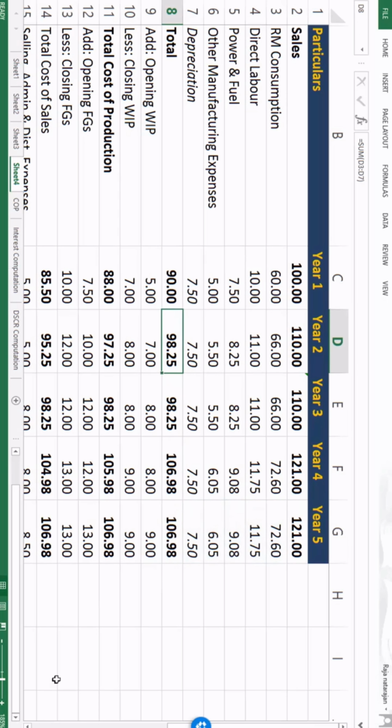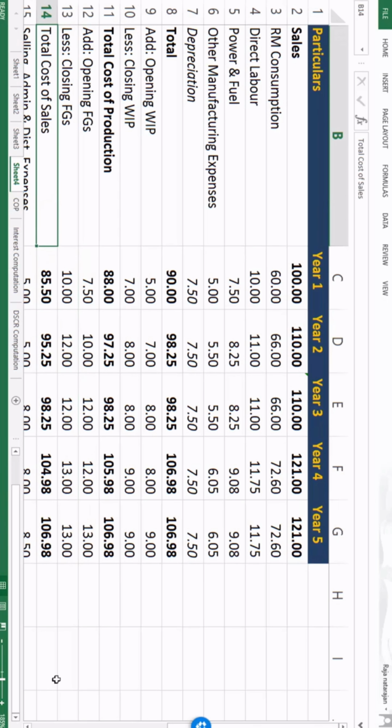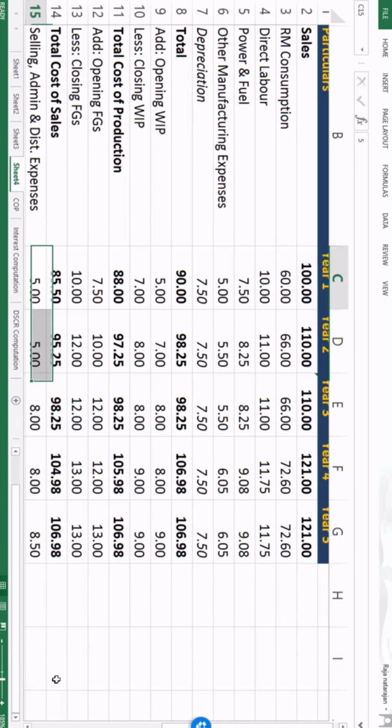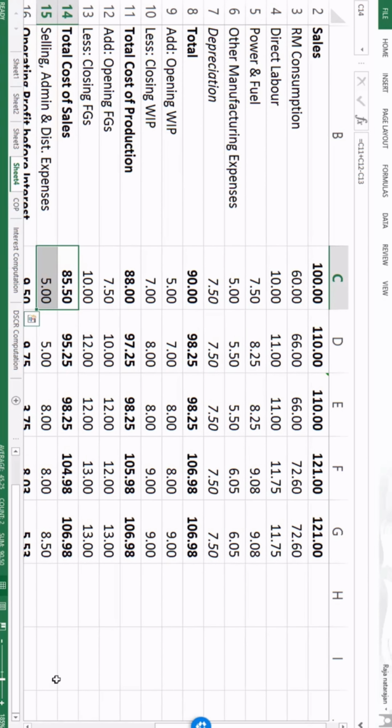Okay, now with this, opening work in progress was added, closing work in progress subtracted. So here we have the total cost of production. Then opening finished goods were added, closing finished goods subtracted, and we have total cost of sales. Then selling and admin and distribution expenses were added. This along with this is compared with sales of 100, so we get the profit.